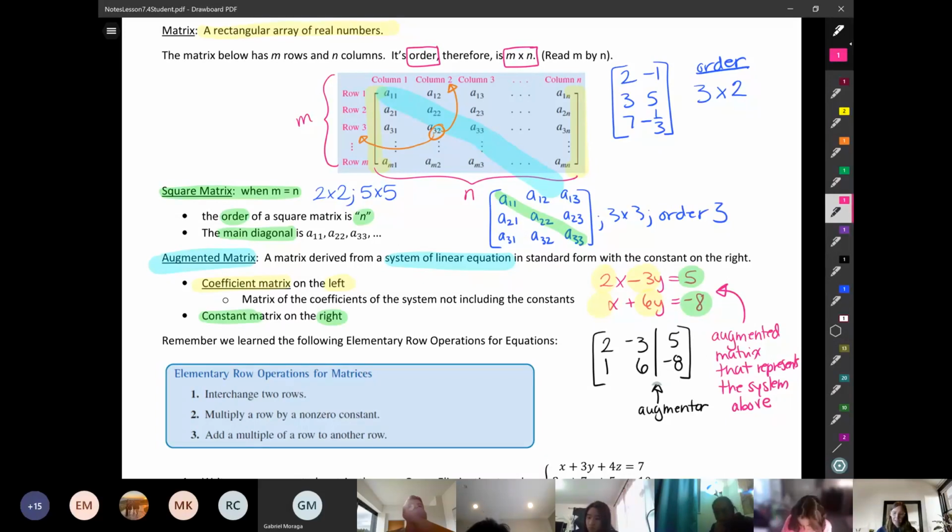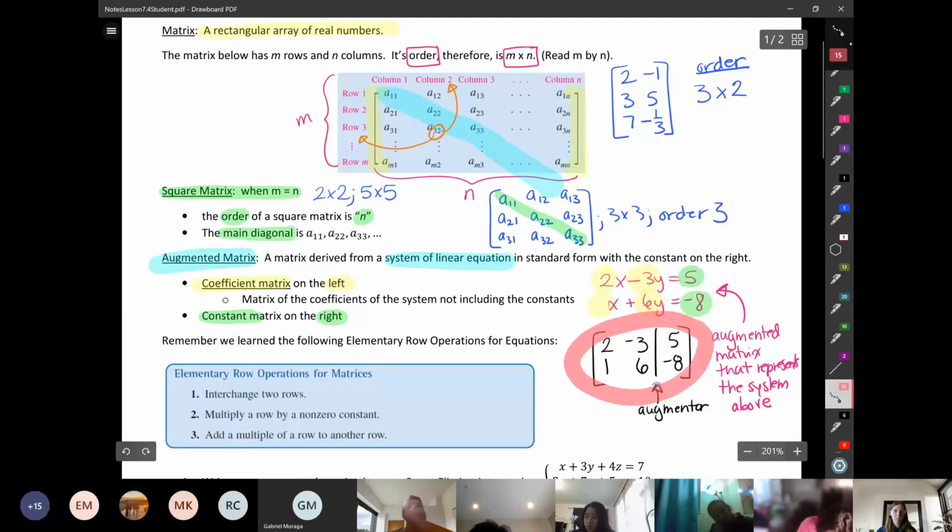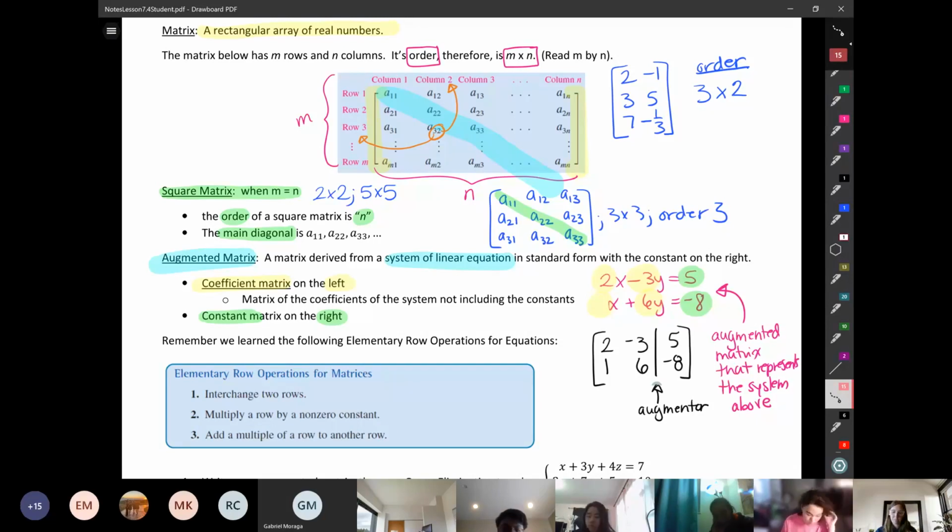Now we're going to continue with what that means for solving. In order to use this augmented matrix to solve the system, we're going to go back to what we already learned, elementary row operations. Elementary row operations say we can interchange rows, multiply by a non-zero constant, and add a multiple of one row to another, just like we learned earlier in lesson 7.3. We're going to learn how to apply those to this augmented matrix to get the final solution to the system.